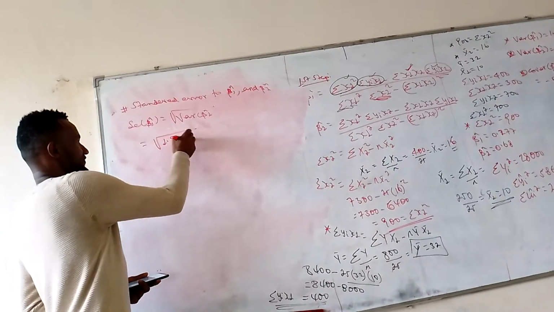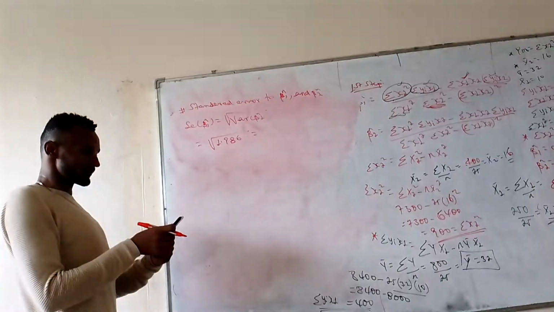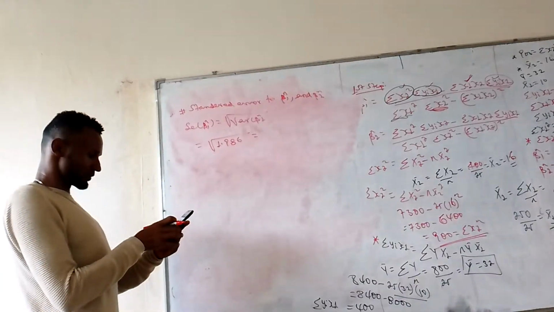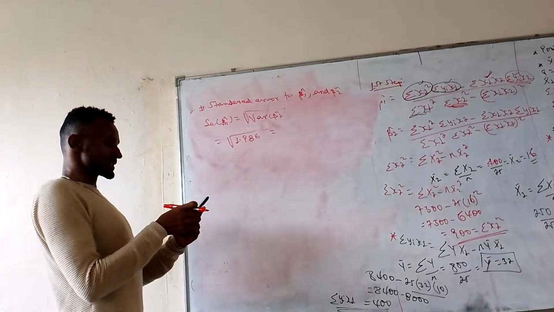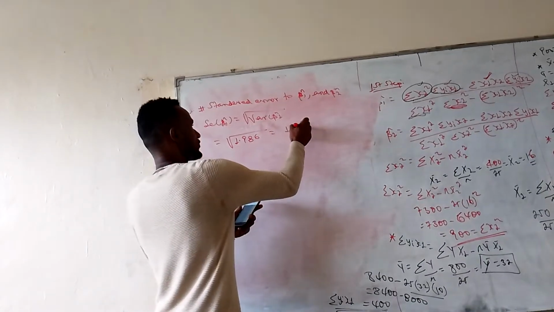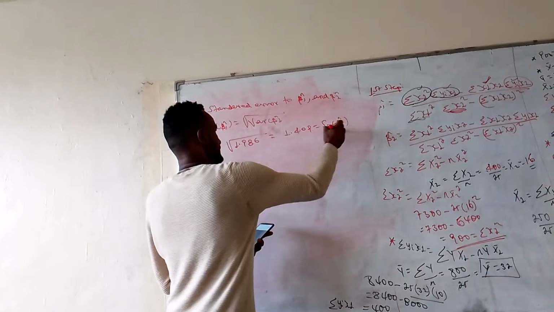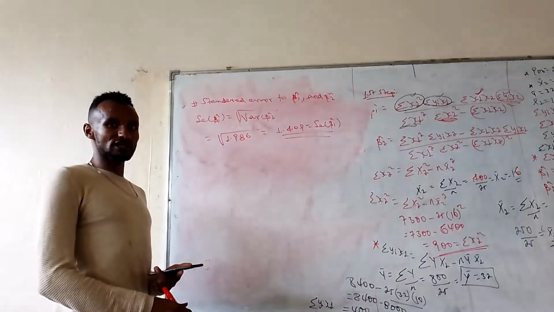1.986. So let me use my mobile calculator again. The radical of 1.986 is equal to 1.409, which is equal to the standard error of beta 1 hat. This is the full response for the standard error of beta 1.